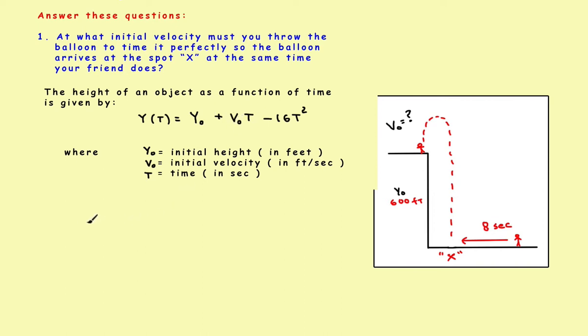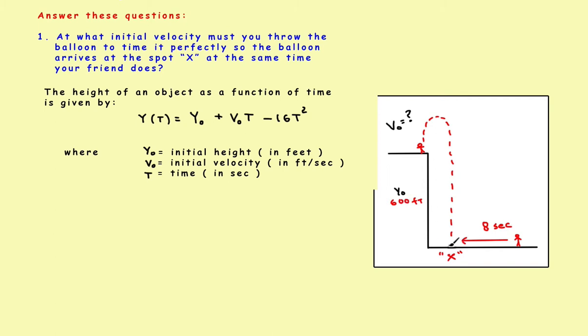So let's go ahead and set up the problem down here. To do this, you have to think about the problem for a little bit. You're going to throw the thing up and you know the initial height. You know that it's going to take 8 seconds to get there, so you know the time. You want to solve for v sub 0, but what would the height be at that time? We'll ignore the height of your friend. We'll assume that for all practical purposes, that's negligible compared to the 600 feet.